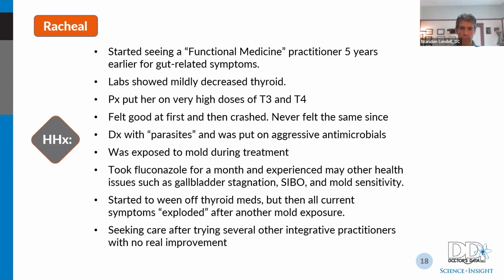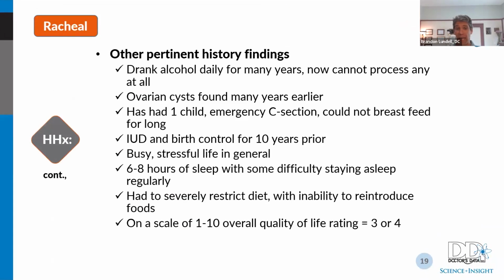So this is when she came to my office, and this is kind of the health history that you see. They've been around, they've done a lot of things, but what really has helped them and what hasn't. She does have some pertinent history findings. She drank alcohol for many years. Now she can't process any at all. So that tells you that her inflammatory milieu is probably driven by some of that alcohol.